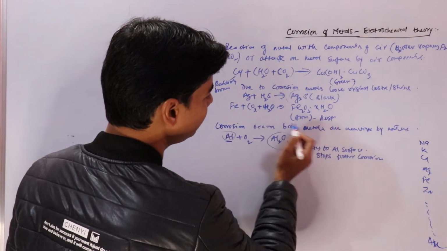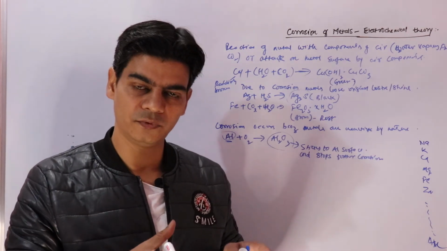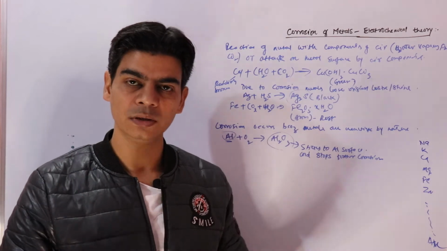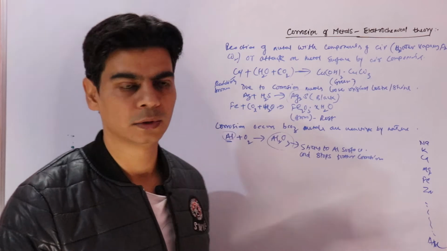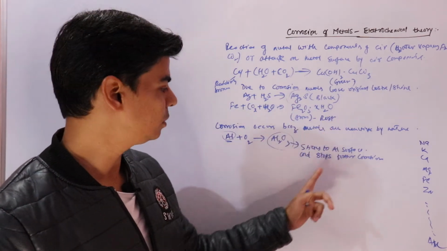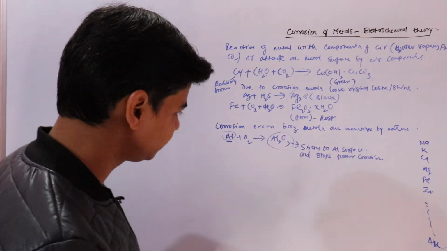In case of iron, this ferric oxide is a porous material. When it forms, it falls off from the surface of iron, hence exposing the below layers of iron to further corrosion. So formation of this brown colored rust will promote corrosion, whereas formation of aluminium oxide will inhibit corrosion.